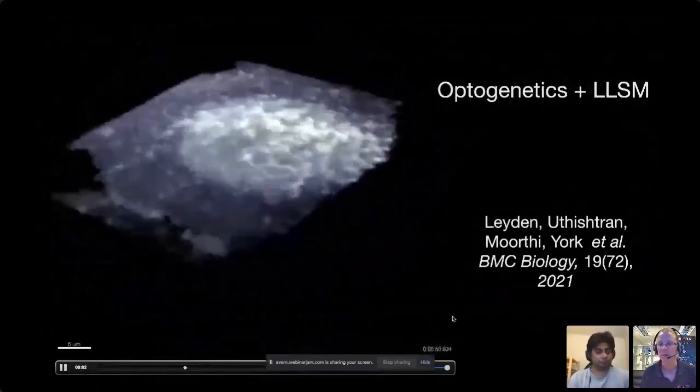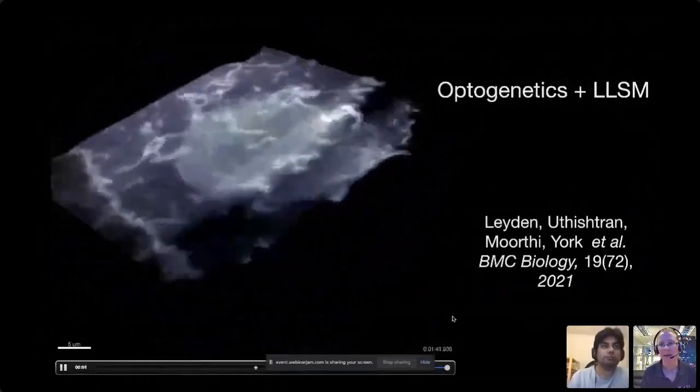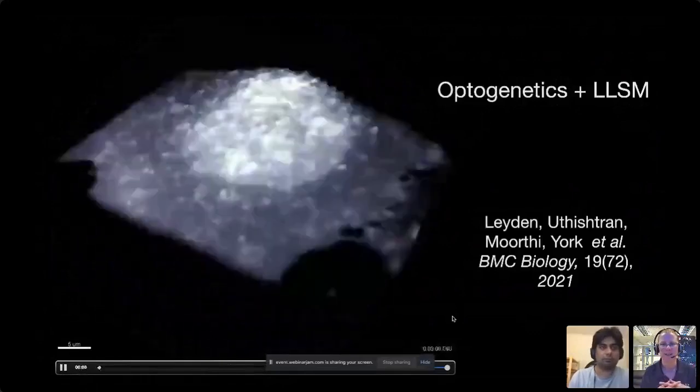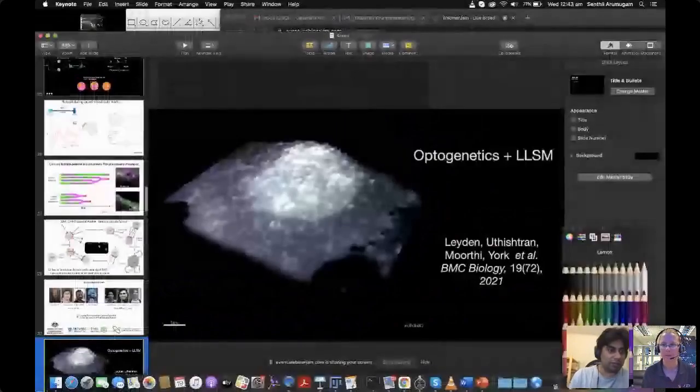So we have one question coming from Bob Hartley. He says, does the cargo affect the maturation? Sure. So cargo does affect the maturation.